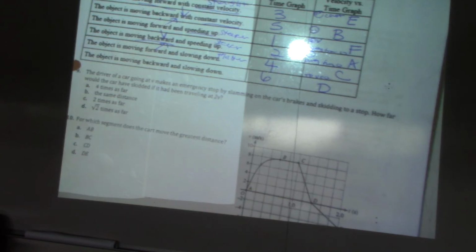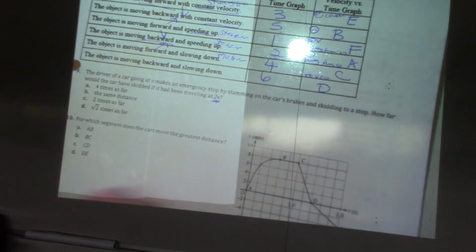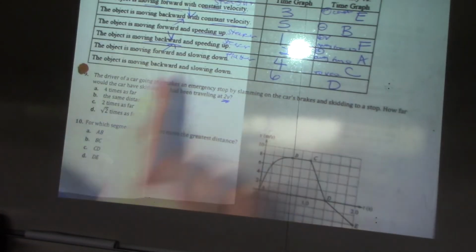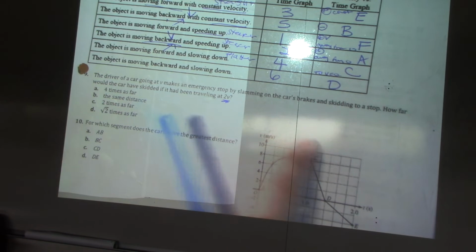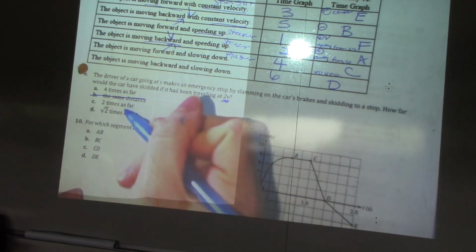All right, the driver of a car going at a velocity v makes an emergency stop, slams on the car's brakes, and skids to a stop. How far would this car have skidded if they'd been traveling at twice that velocity? So definitely going twice as fast, you're going to take a longer distance to stop, so you can cross off B. Now, all of these are longer distances.